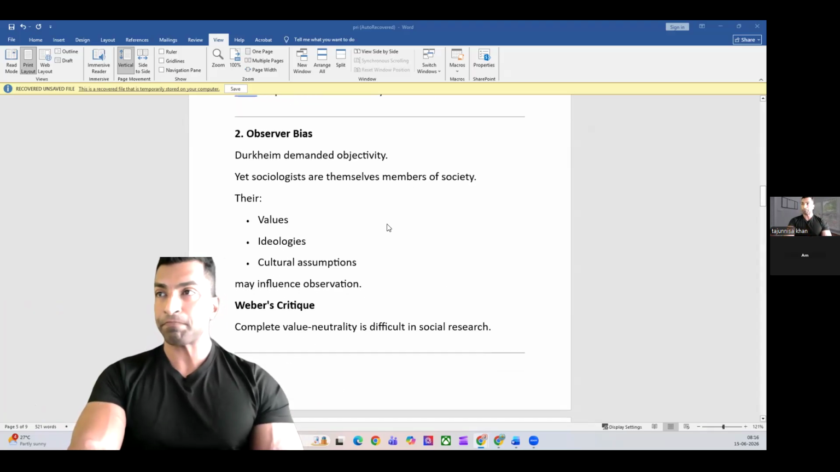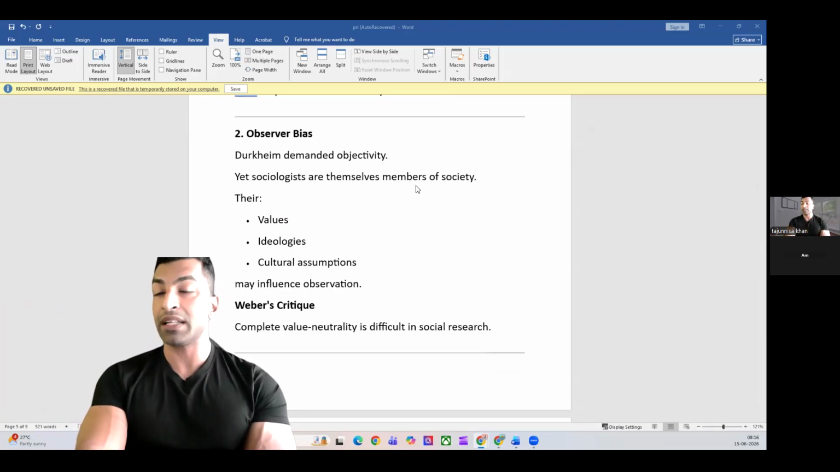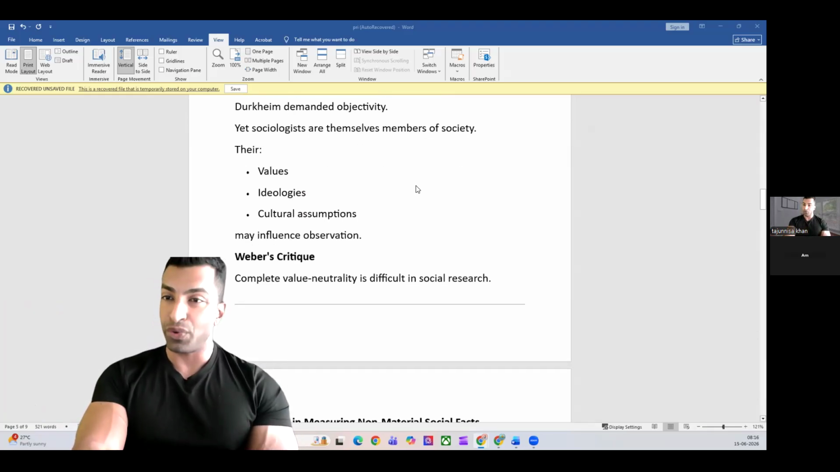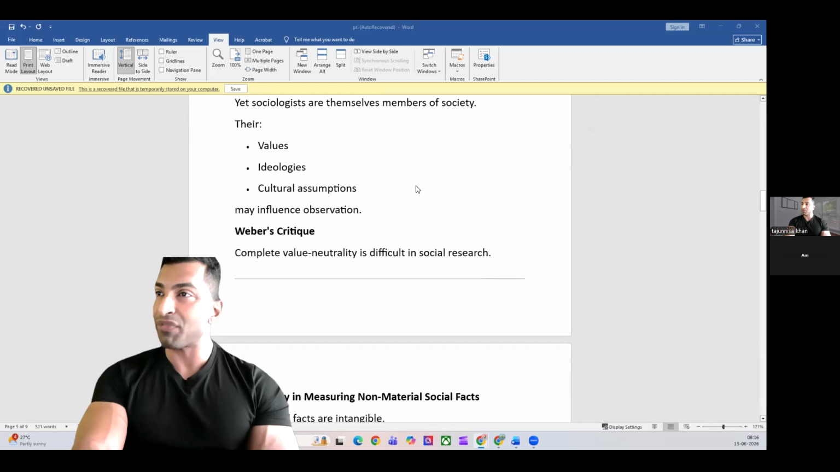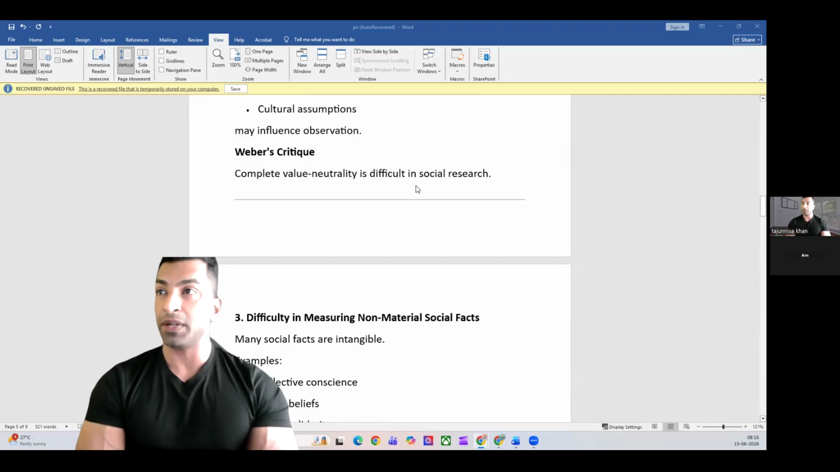Then the observer bias. Durkheim demanded complete objectivity. He wanted to treat this as things, but still sociologists themselves are members of society. So you have values, you have ideologies, you have cultural assumptions that may influence observation. And Weber's critique, you can mention, complete value neutrality is difficult in social research.